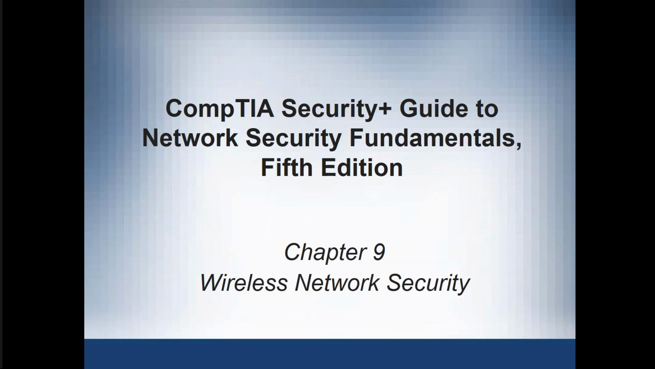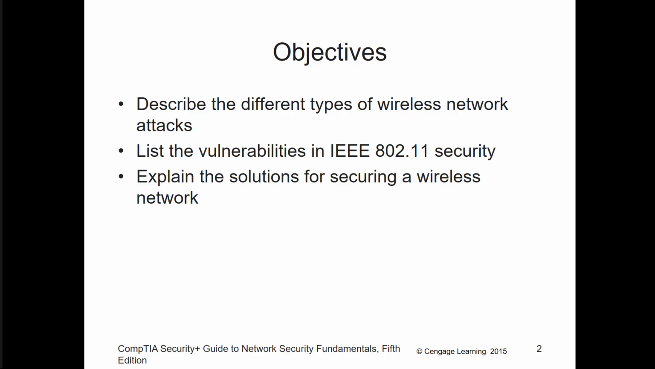Here we're looking at Chapter 9, Wireless Network Security. This is out of the book CompTIA Security Plus Guide to Network Security Fundamentals, 5th edition. Alright, so Chapter 9 is all about wireless. We're going to describe the different types of wireless networks, the types of attacks, vulnerabilities, and explain some possible solutions for some of them.